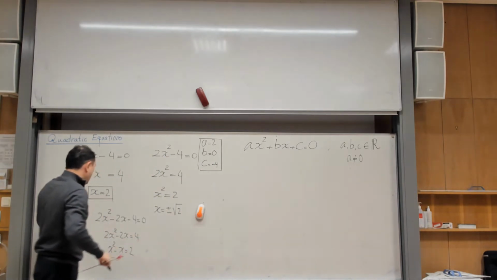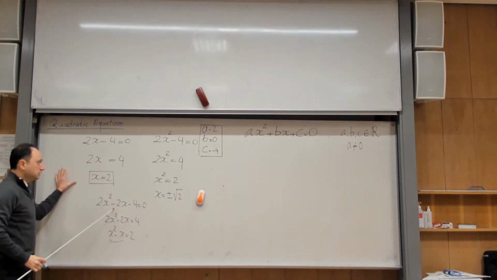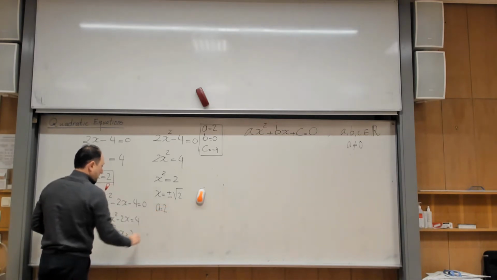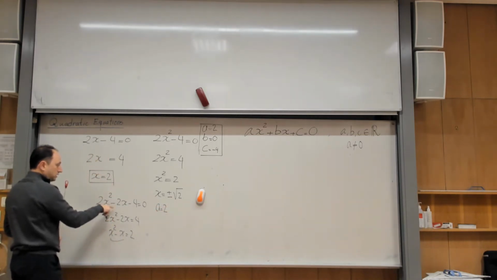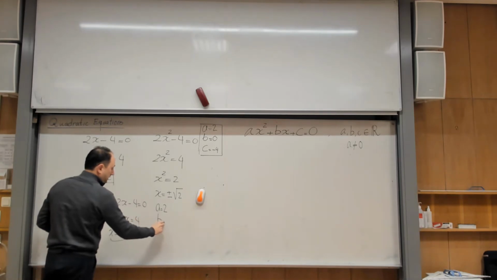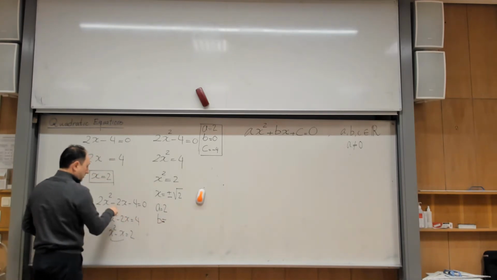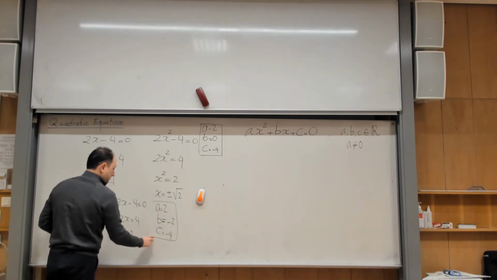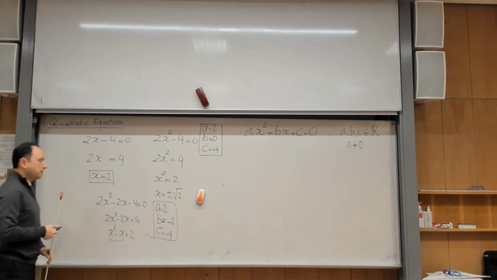Yes? In this equation that I considered, what is a? a is 2, the coefficient of x squared. The coefficient of x is called b, which is -2. And c, the constant term, is -4. Yes?